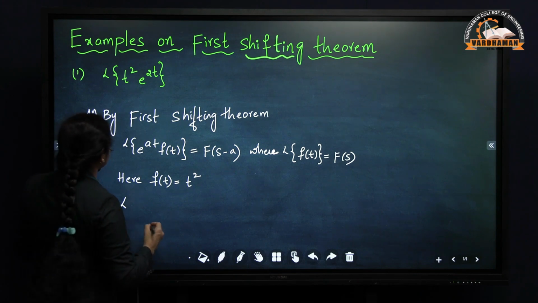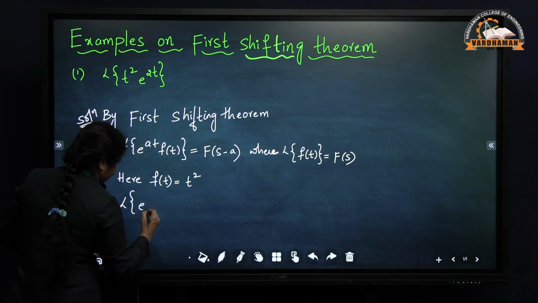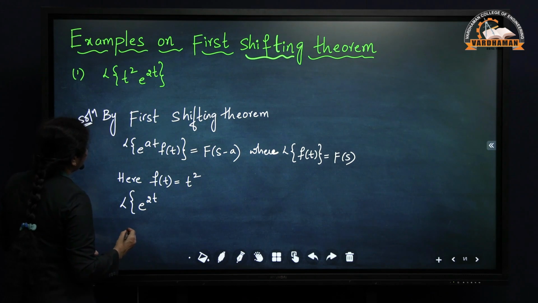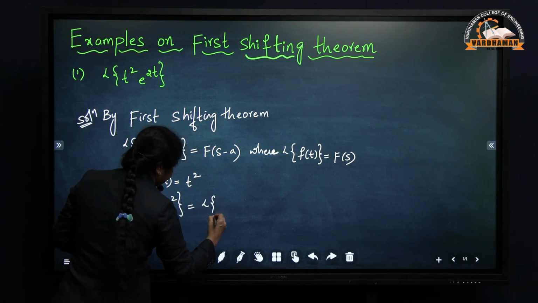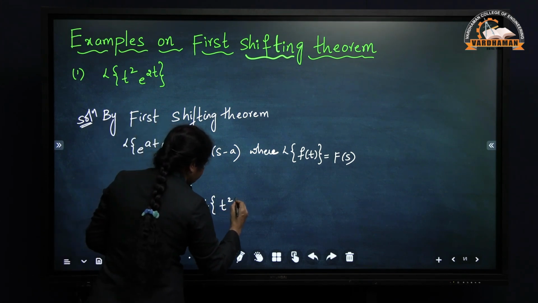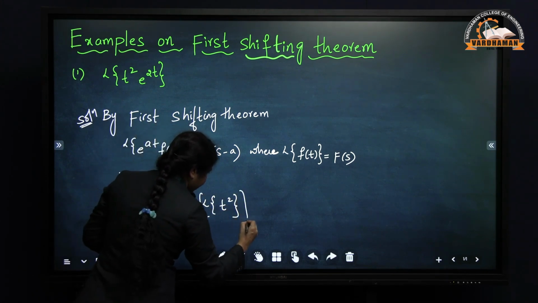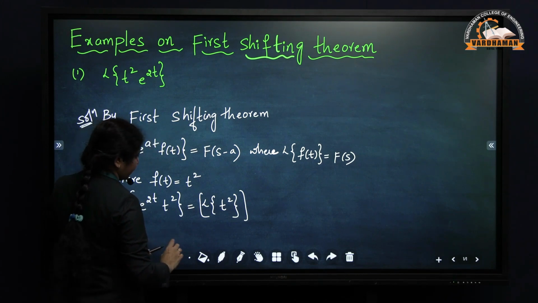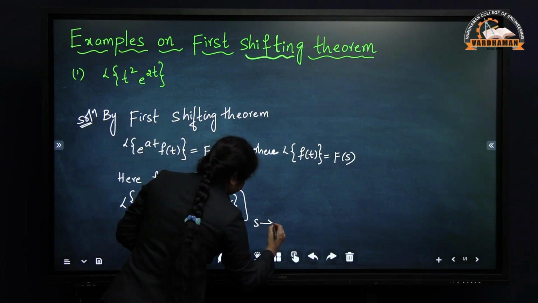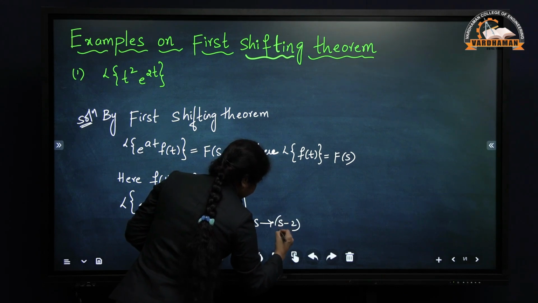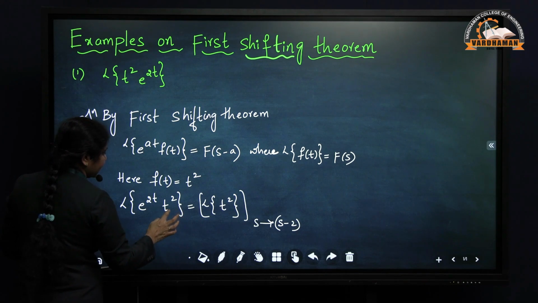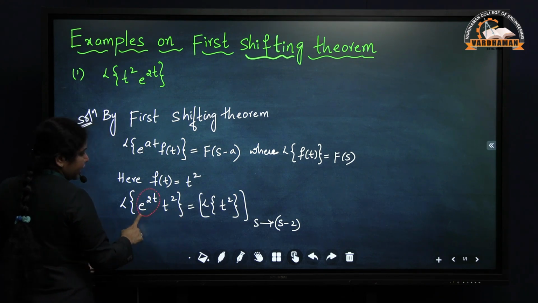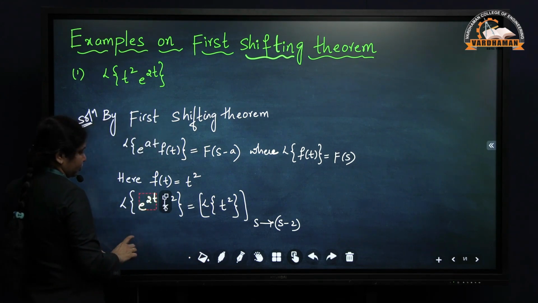Then by previous result, L of e power 2t into t square can be written as, first we need to find Laplace transform of t square, and then we need to change s by s minus 2. Why are we changing s with s minus 2? Since here the function t square is multiplied by e power 2t, where here a is nothing but 2.